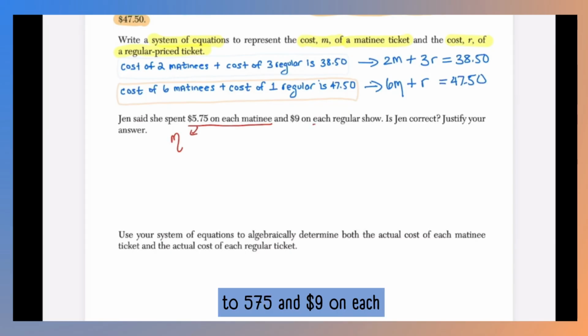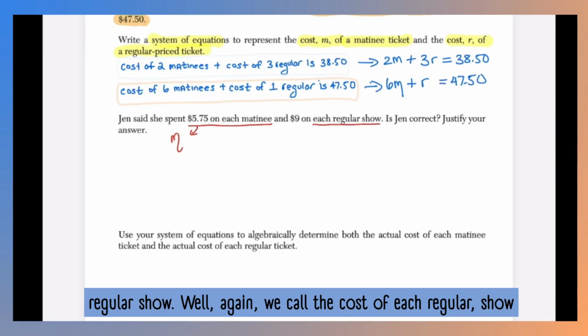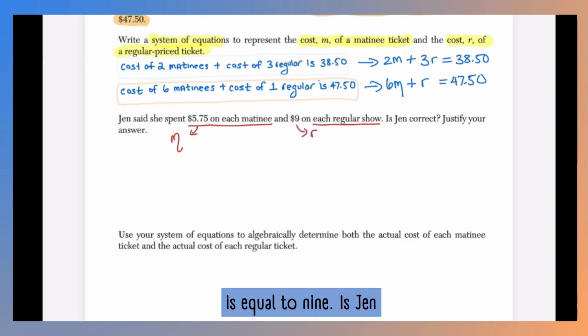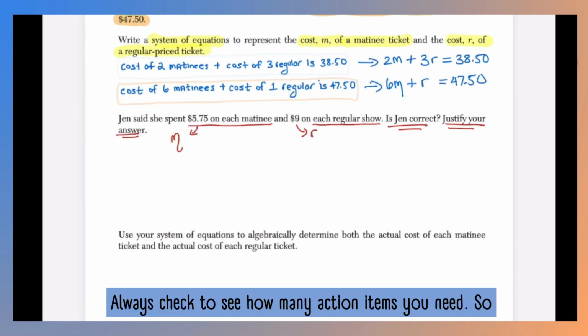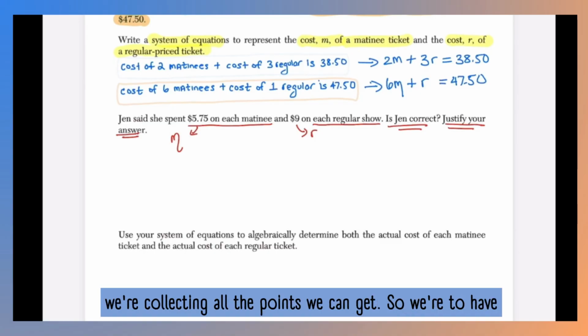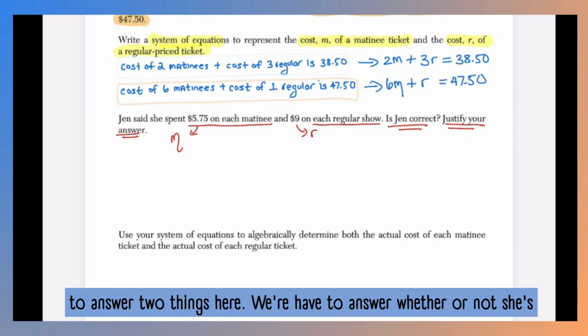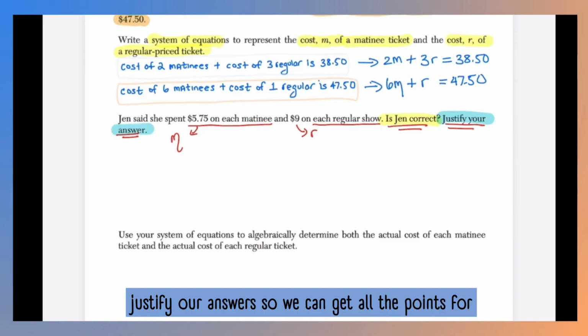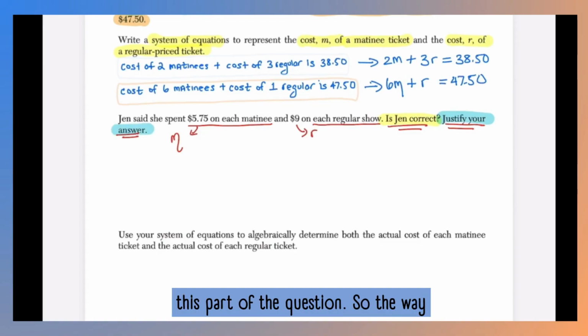And $9 on each regular show. Well, again, we call the cost of each regular show R. So that means that Jen is saying that R is equal to 9. Is Jen correct? Justify your answer. Always check to see how many action items you need, so we're collecting all the points we can get. So we're going to have to answer 2 things here. We're going to have to answer whether or not she's correct, and then we're also going to have to make sure that we justify our answer so we can get all the points for this part of the question.